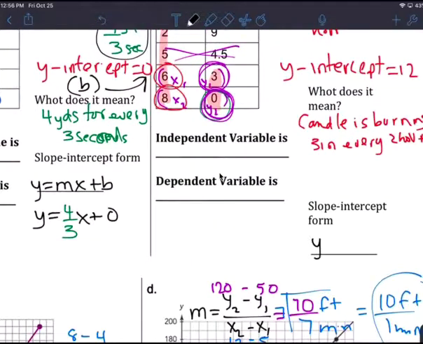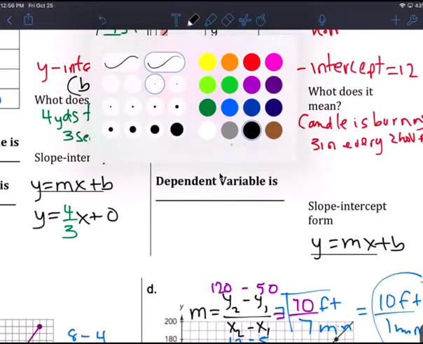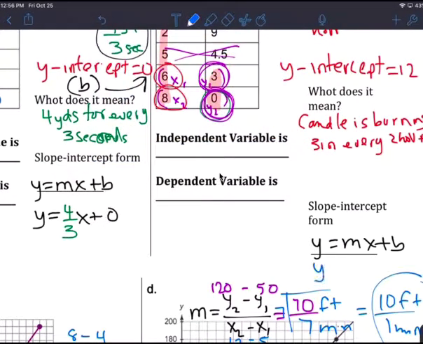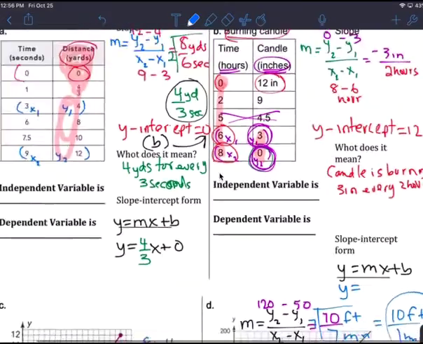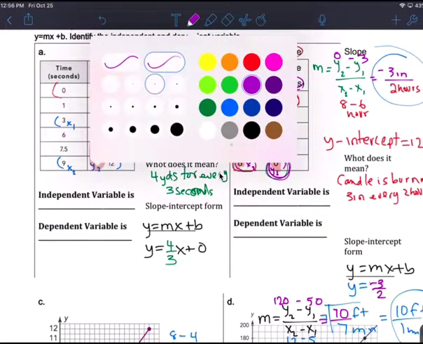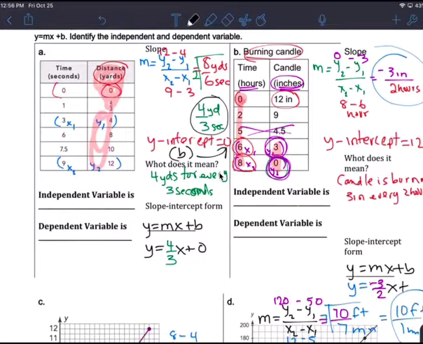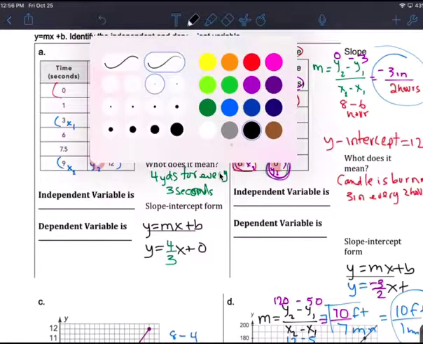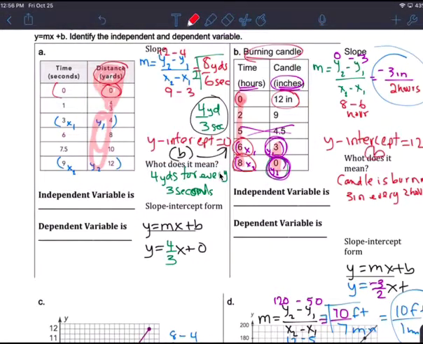The formula is y equals mx plus b. You copy the y. M, your rate of change here, is negative 3 over 2. Bring down that x. Plus b, b is the y-intercept, which is 12.